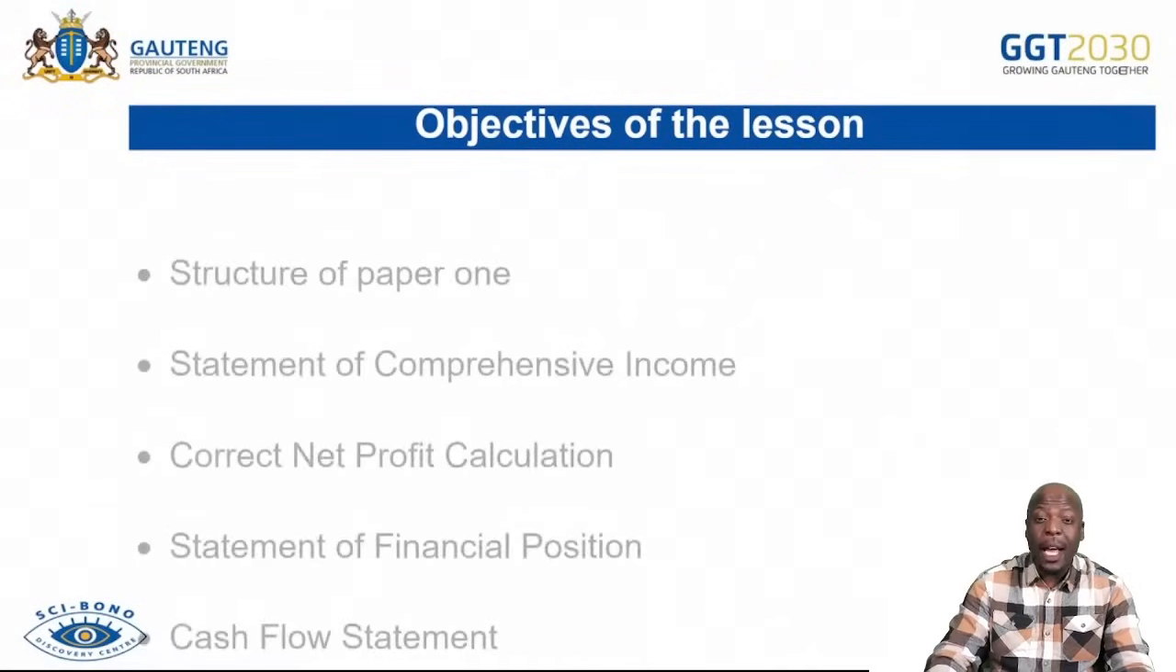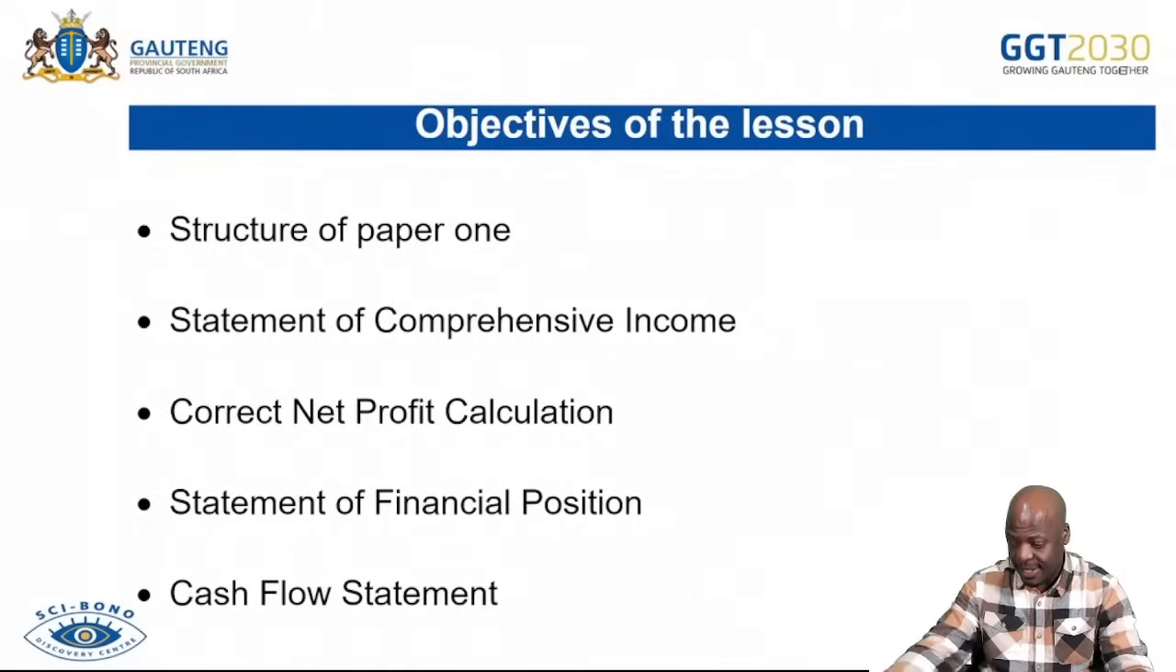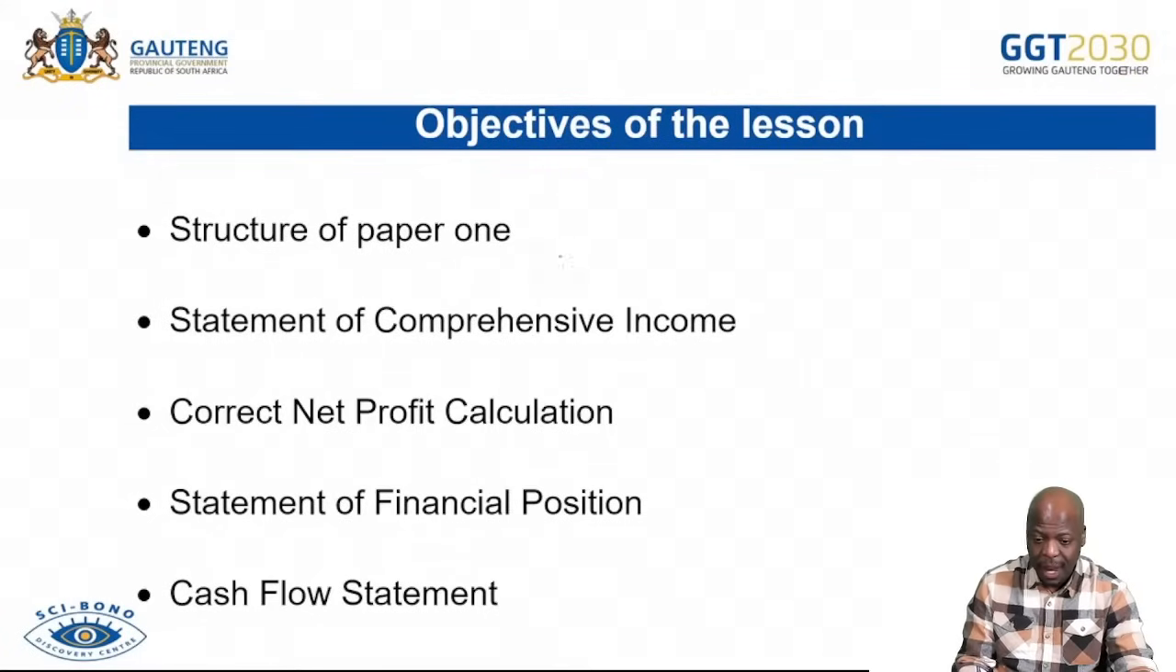All right, what are my objectives in today's lesson? In today's lesson, I intend to talk about the structure of paper one, because remember tomorrow we are writing paper one. I'll also talk about the statement of comprehensive income. I'll also do in today's class the correct net profit calculation. I'll also do the statement of financial position, and when time permits, I'll touch a bit on the cash flow statement.